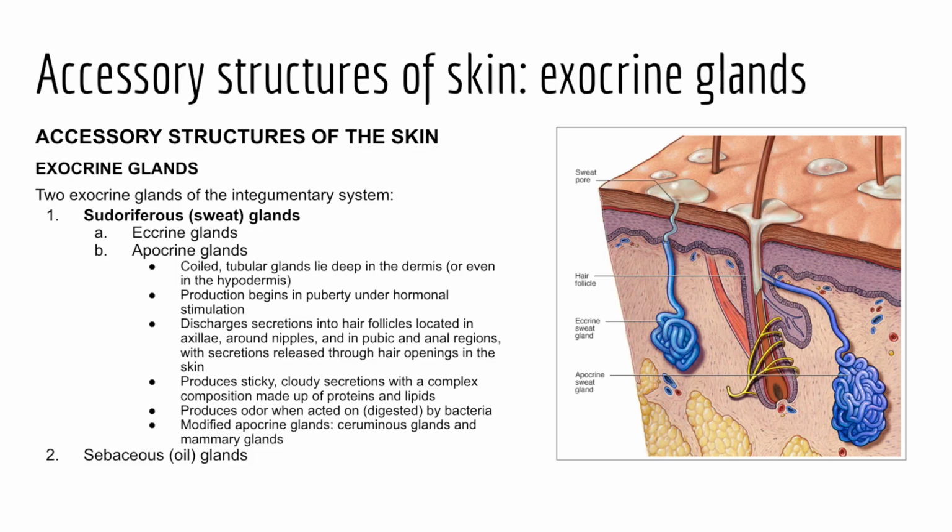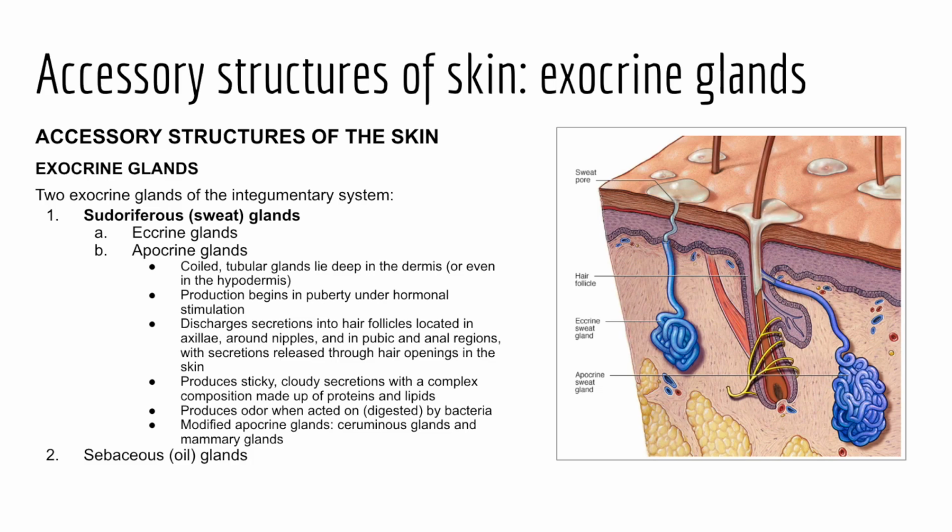And finally, there are two modified apocrine glands I would like you to know. First, we have what are called ceruminous glands. These are modified apocrine glands found lining the external auditory meatus. So we're seeing these glands in the ear canal, where the glandular secretions mix with sebum produced by some sebaceous glands within that auditory meatus to form a sticky substance called cerumen or earwax.